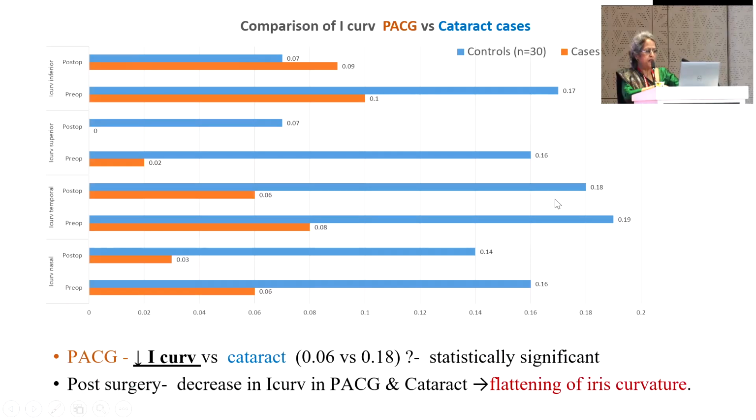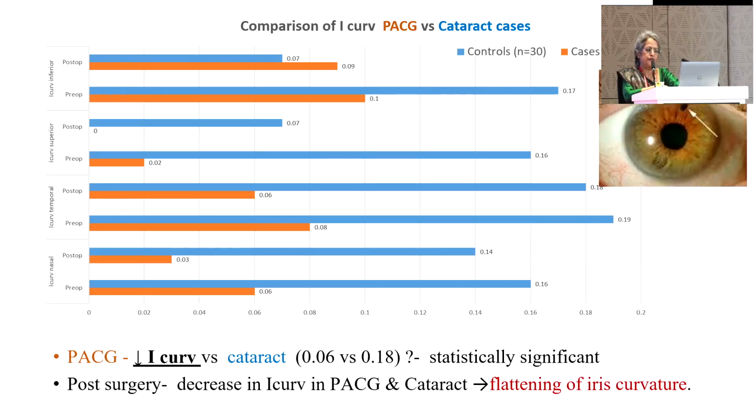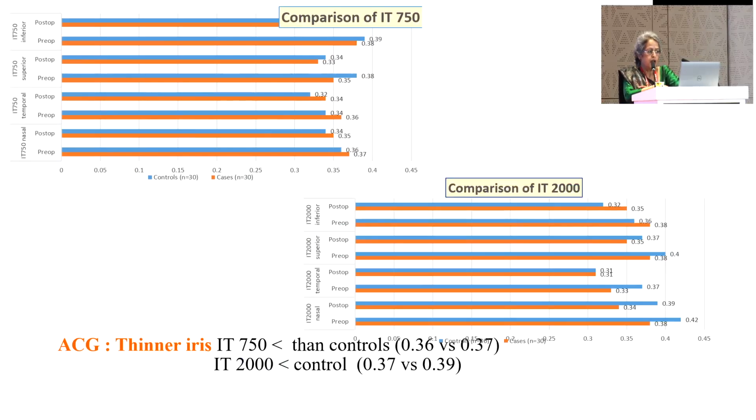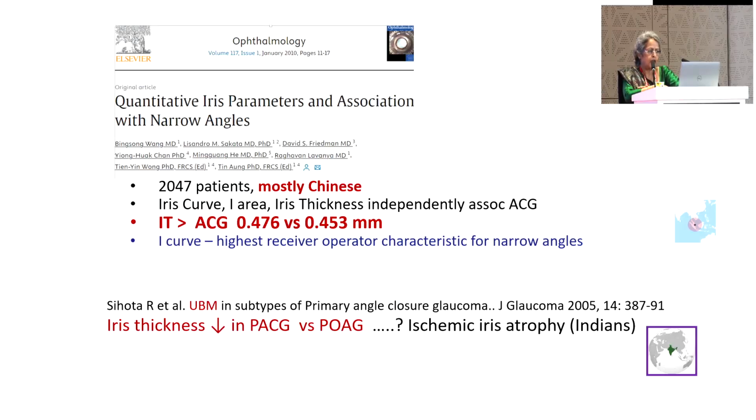But in the iris parameters, the iris curve, why was it less? We went back to our data and we found that maybe it is less because the PI was done for all these patients, and post-cataract surgery, there's a flattening of the iris curvature which is contributing. So it's dynamic. It's not simply that the iris curve is more. Once you do a PI, things do change. So we found, like the other study, that we had a thinner iris at 750 microns and 2000 microns, and both of them were reduced post cataract surgery.